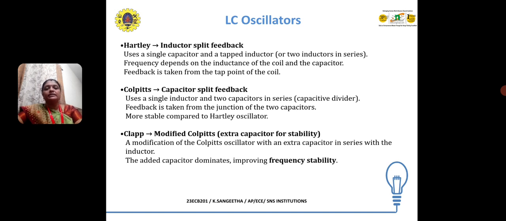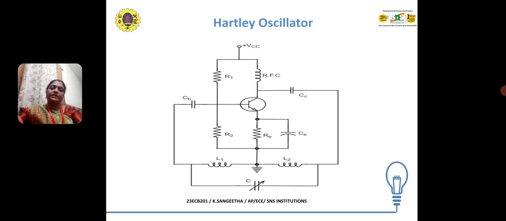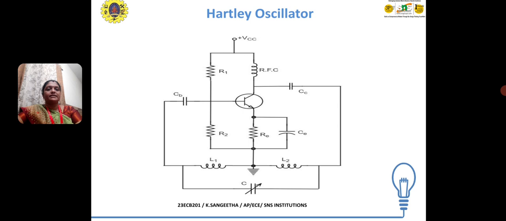The third one is Clapp oscillator. It is a modified Colpitts oscillator. That is, in the Colpitts oscillator, if we add one extra capacitor, it is called Clapp oscillator. The added capacitor improves the frequency stability. So let us discuss the Hartley oscillator in detail. This is the Hartley oscillator circuit.